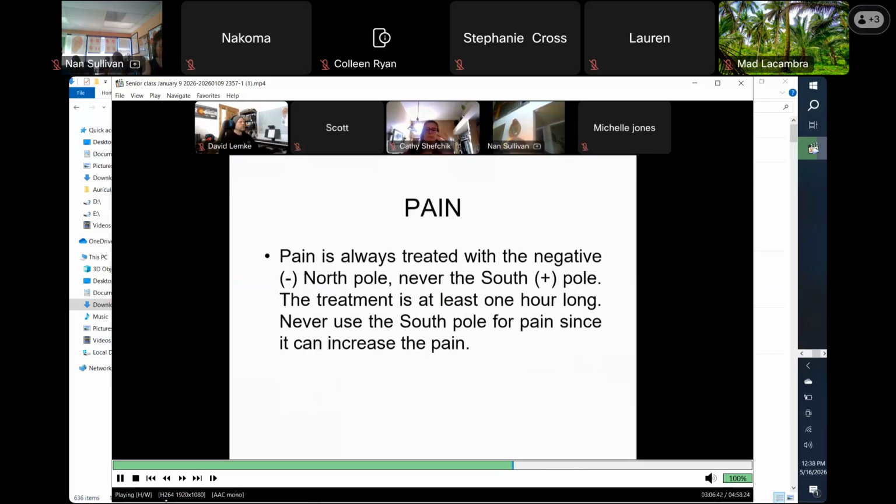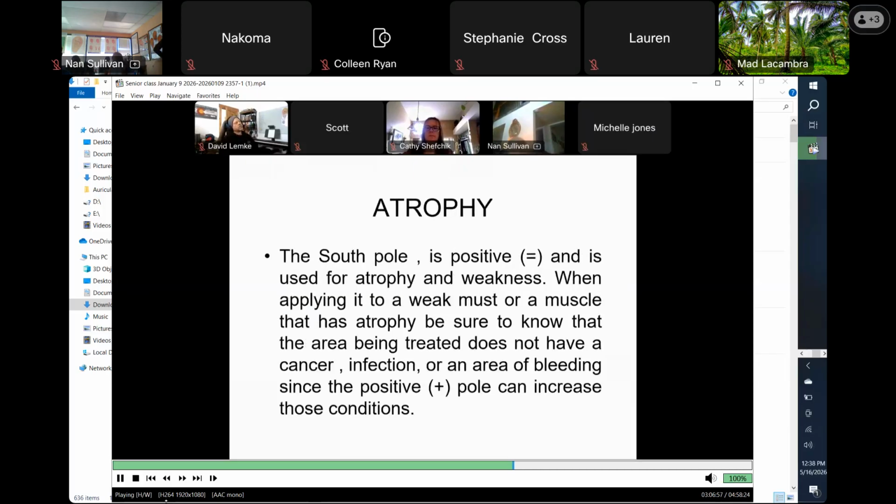Pain is always treated with the negative pole, never the south. The treatment is at least 1 hour long. Never use the South Pole for pain since it can increase the pain. The South Pole is positive and is used for atrophy and weakness.